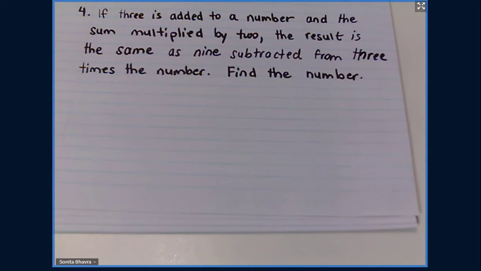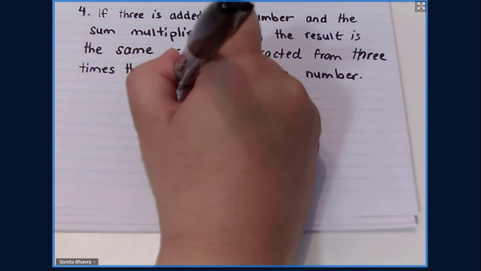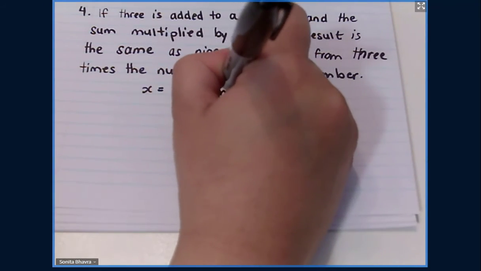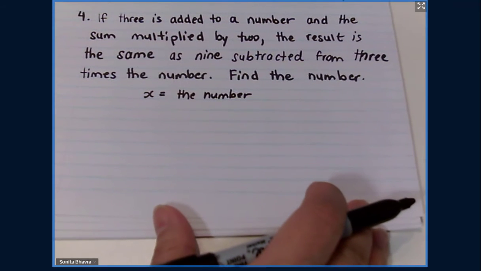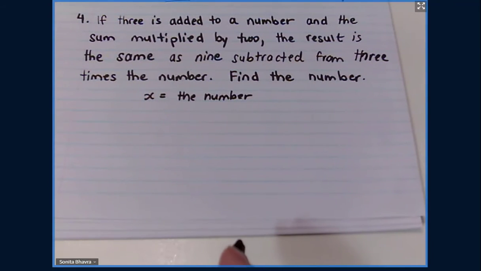Our fourth example is: if 3 is added to a number and the sum multiplied by 2, the result is the same as 9 subtracted from 3 times the number, find the number. So let's set this up. We're going to let x equal the number. So we're using x as the variable.